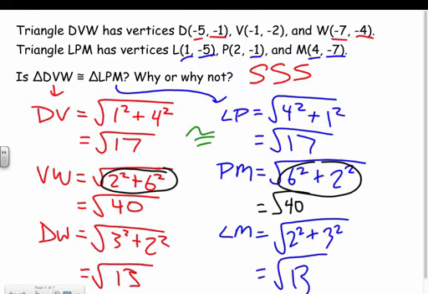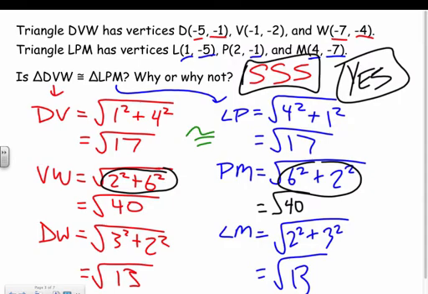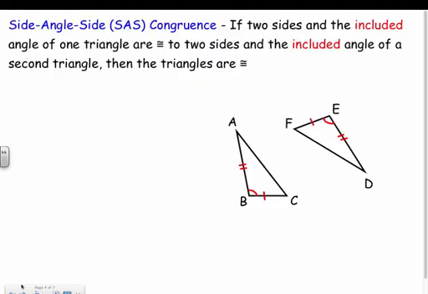So are these triangles congruent? Yes, they are. And why are they congruent? Because of side, side, side. Okay, it's the same thing except I actually proved them by the distance. My other one is side, angle, side. Now it has to be in that order.